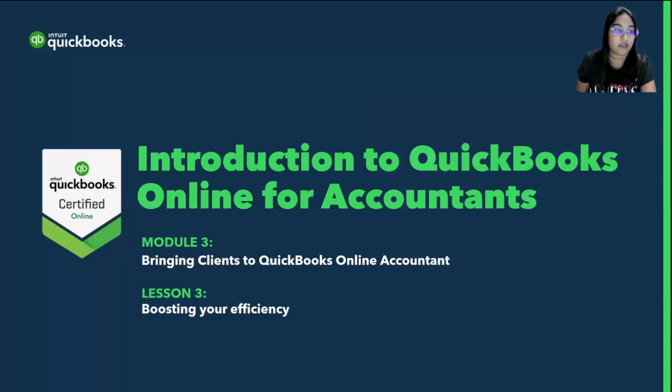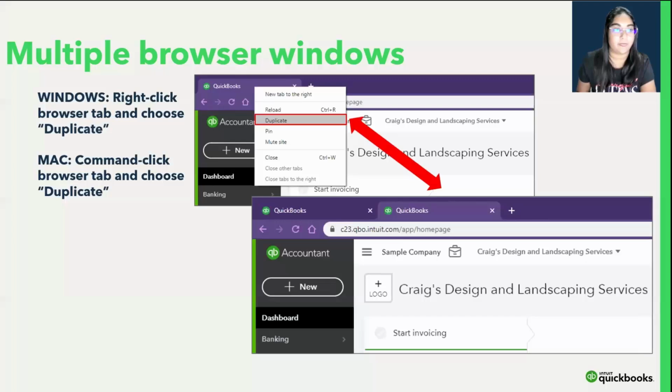Now we've got a little bit of boosting your efficiency using QuickBooks Online Accountant. So this is a really nice feature. This is the multiple browser windows. So for Windows, you're going to right-click the browser tab and choose duplicate. And in Mac, you're going to command-click the browser tab and choose duplicate. So this just means that you have 2 views of your QuickBooks Online, just in case you want to do things in different tabs.